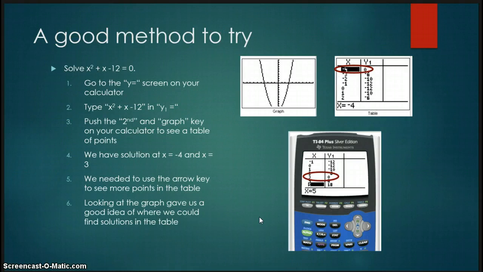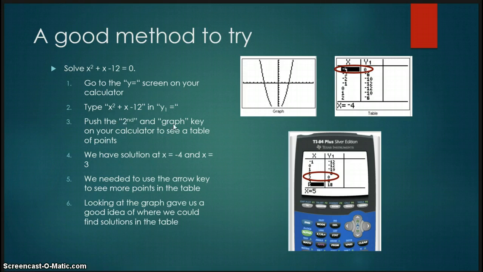In math, we never keep it that simple, and so oftentimes you're given an equation and you're asked to solve, and trying to find the solution using a table is a very good method. What you do is you make sure that your quadratic equation is set to 0. You go to the y equals screen on your calculator and you type in your quadratic equation, x squared plus x minus 12. You do not type in the equals 0 into the first available line, usually it's y1.